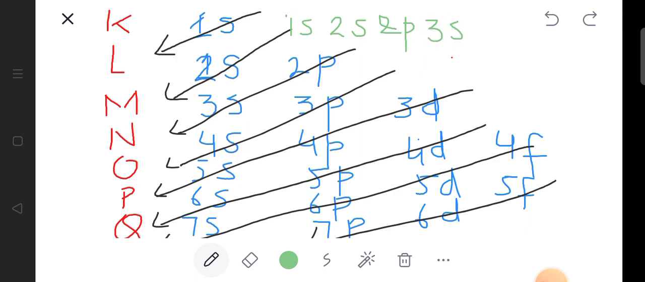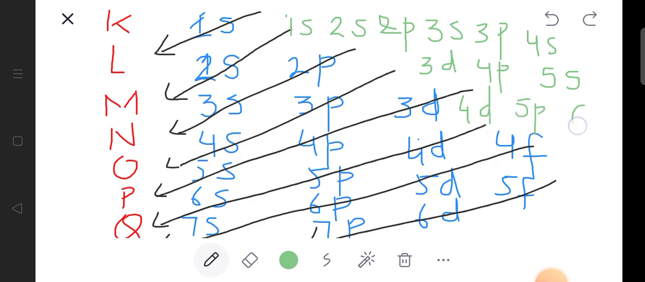3s. After that, the fourth arrow, which contains 3p and 4s. The fifth arrow contains three subshells, so we can write in this manner: 3d, 4p and 5s. The next arrow also contains three subshells, which are 4d, 5p and 6s, and so on. In this way, you can write all the subshells in sequence up to 7p.